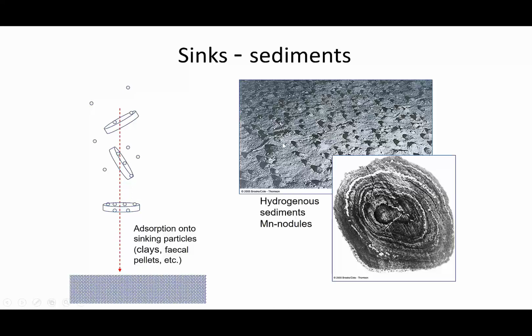Here's an example of manganese nodules that form on the seafloor. These are precipitates of manganese oxide that form more or less in situ on the seafloor, where manganese is being adsorbed onto these nodules, and they grow with time. And in fact, in some areas, these can grow quite large, fist-sized nodules that are just being precipitated straight out of seawater.